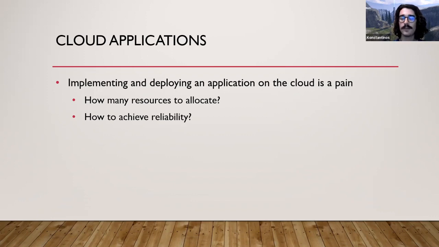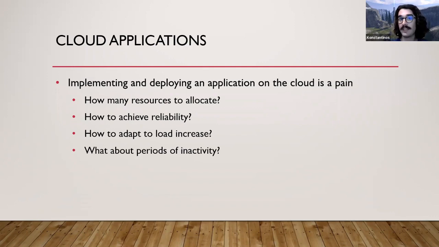They have to solve issues related to reliable execution in the presence of failures, which are pretty frequent in a distributed environment. They have to be able to adapt to load increase. So if there's increased load, they have to spawn more VMs, or if there is inactivity, they might need to stop some VMs and then restart them later when there is an increase in load. And also there is the issue of monitoring the application state and knowing if everything is going okay and exactly what state the application is in at any point in time.